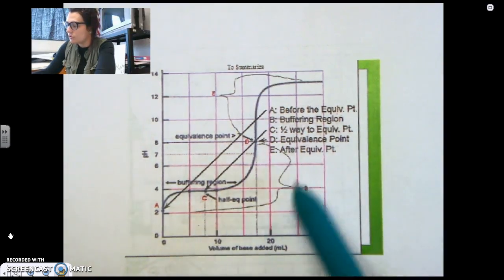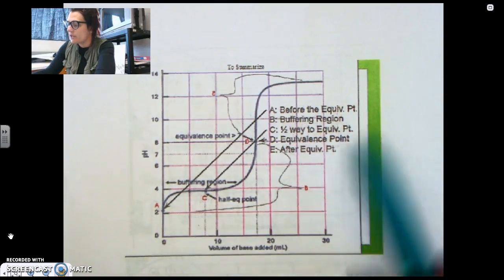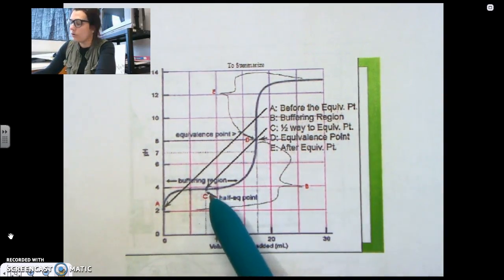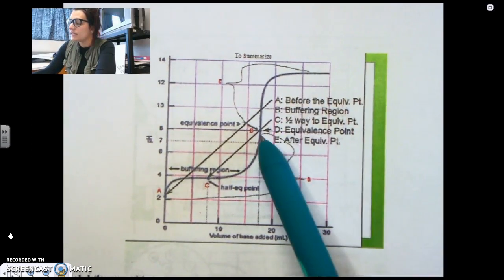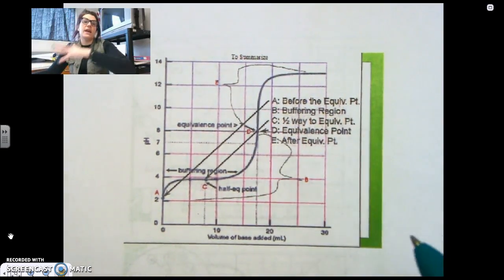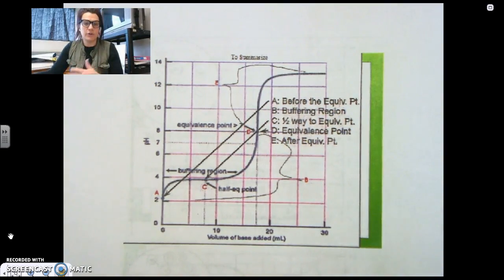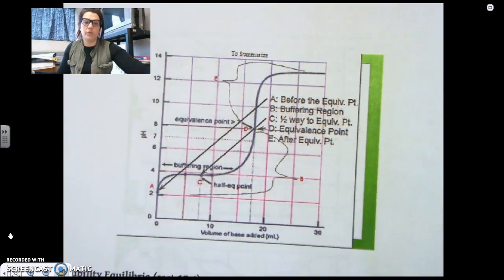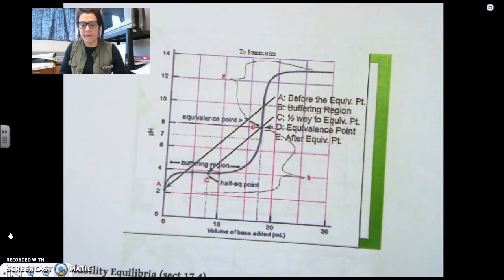And then it shows you B is the buffering region, C is the halfway to equivalence, D is the equivalence, and then E is after the equivalence. And since it's a strong base, that's when you can use the pOH equation to solve for pH. Okay, so how or when do we talk about this?